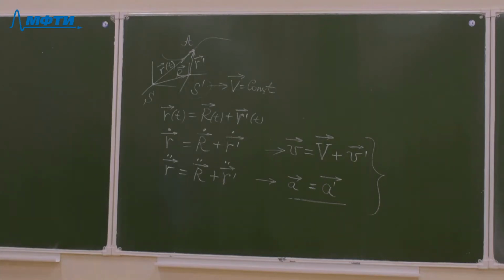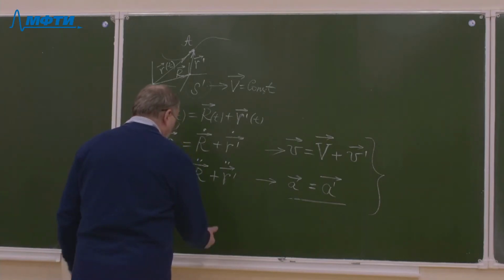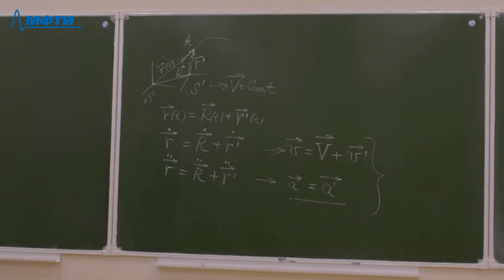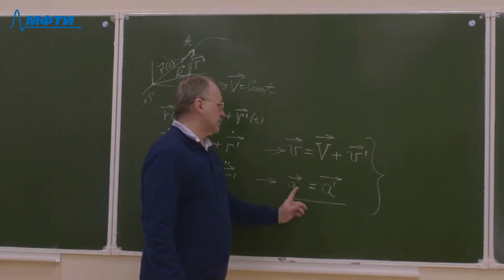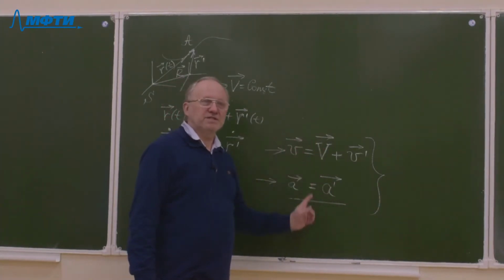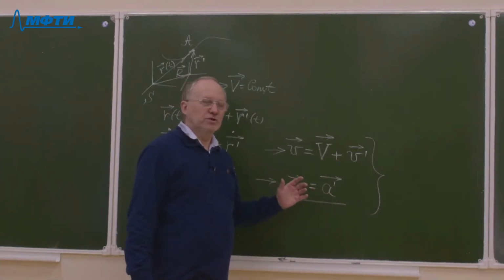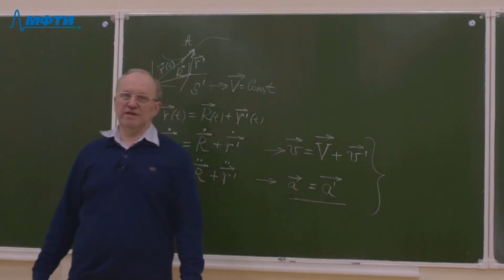So Galilean transformations play an important role in classical mechanics and in classical non-relativistic quantum mechanics. But if you go to a relativistic sphere, if you go to high velocities comparable to the velocity of light, then this will be incorrect. These are approximate formulas applicable to velocities much smaller than the velocity of light.